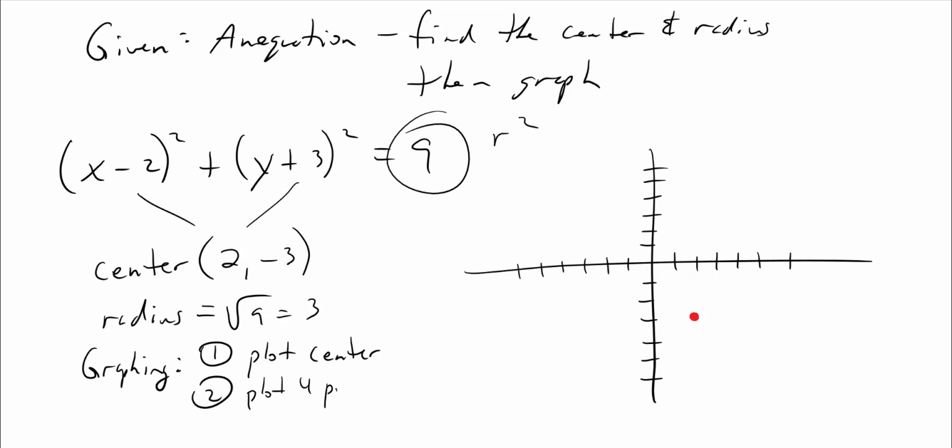Now, guys, the second step here is I want you to plot 4 points. In this case here, we're going to plot the points up and down and to the left and right of the center. So when I say it's really 3 up and down and left and right of the center. Just count. So go to the right, 1, 2, 3. Going to the left, 1, 2, 3. Going up, 1, 2, 3. And going down, 1, 2, 3. There we go. That's all I need.